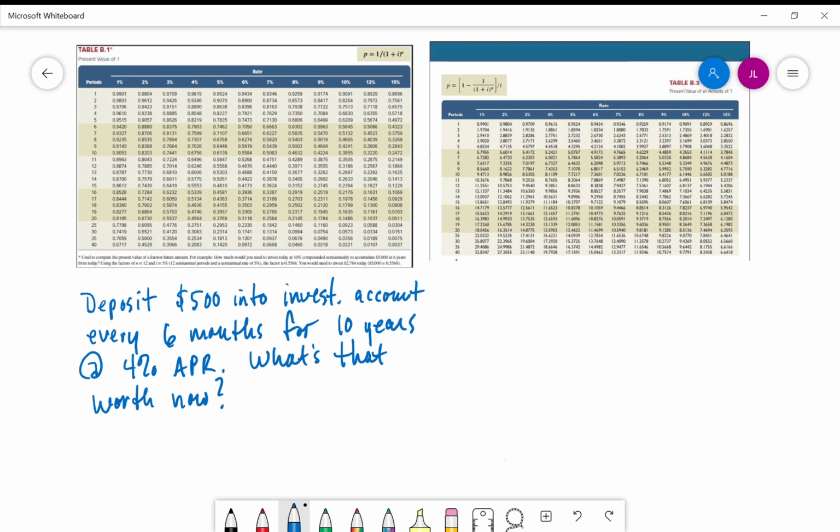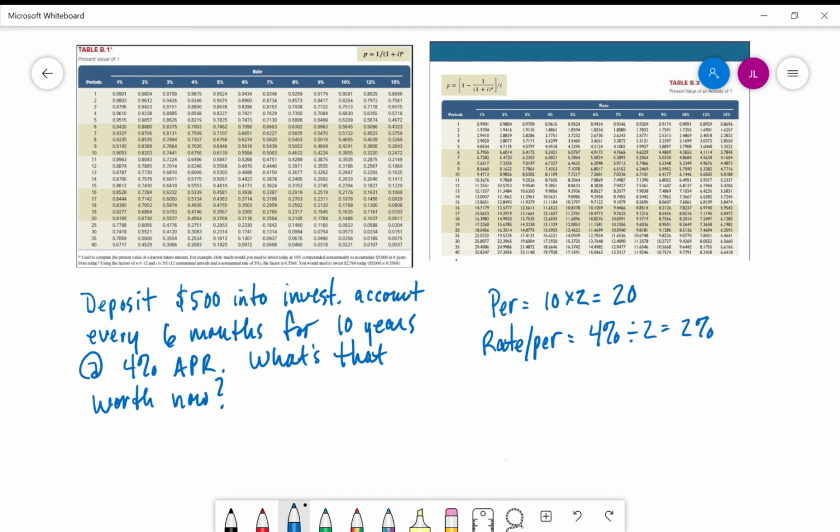Okay. Now in this case, again, we need to look at how many periods do we have? Well, we're doing 10 years. Every 6 months is twice a year. So 10 times 2 is 20 periods. Our rate per period, well, we're looking at a 4% annual percentage rate. So we know our annual rate is 4%. And we're going to divide that by how many times per year we're compounding. And this is every 6 months, so it's twice per year. So here we're looking at 2%.